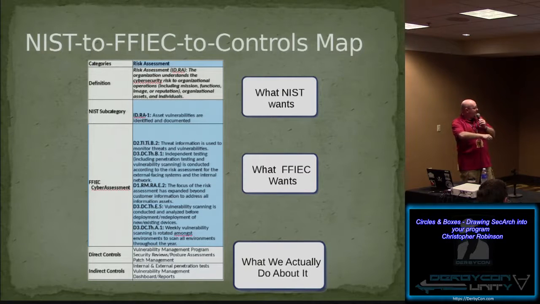And then down on the bottom here, you can say, I have these controls. We are doing these things. So for vulnerability management, we're doing patch management. We're doing security posture assessments. I have a vulnerability management program. I'm doing these things. The words aren't exactly the same as these, but you have to have this matrix to help tie it all together so you can go to the business and say, I'm asking for $1 million because of this.